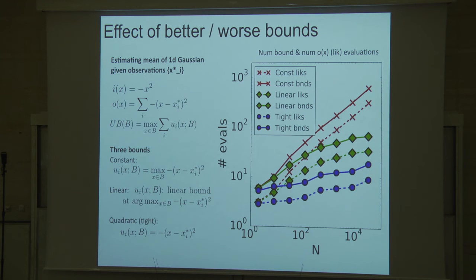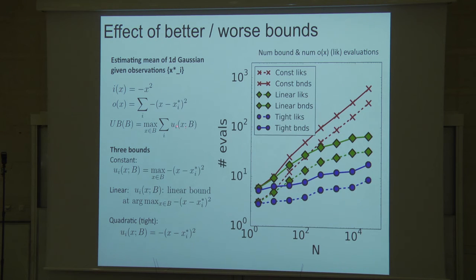The first thing that we did is we looked at probably the simplest problem you can think about, which is estimating the mean of a Gaussian from n observations. So how does this look? The proposal distribution is just the prior, so this is the unnormalized log PDF of a zero mean Gaussian prior. The observations here are x_i stars, and so this O is going to be the sum of the contributions from each data point that we've seen. And then we play around with different bound functions. What we're looking at here is the different strategies for computing these bounds and how they affect the performance of the algorithm.